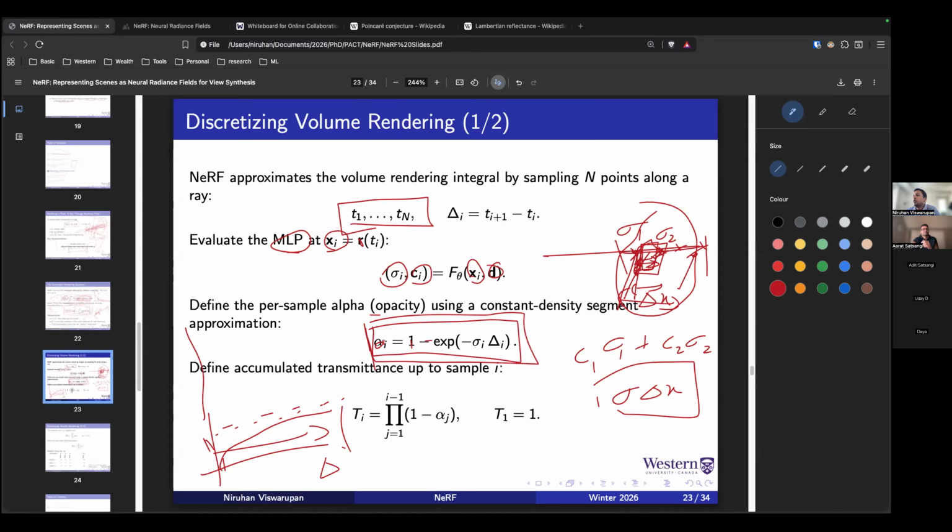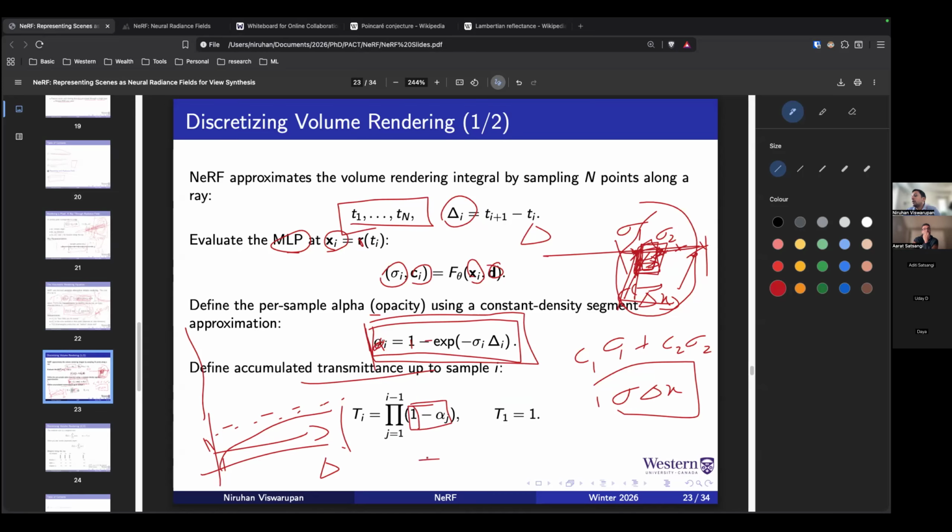So now you have a notion of the opacity per delta, and then you can do transmittance in the same manner. We have seen that if per sample alpha is the opacity, then per sample the transmittance is 1 minus alpha. That is the same, because transmittance is just the opposite of the opacity. Then what you do is you just multiply.